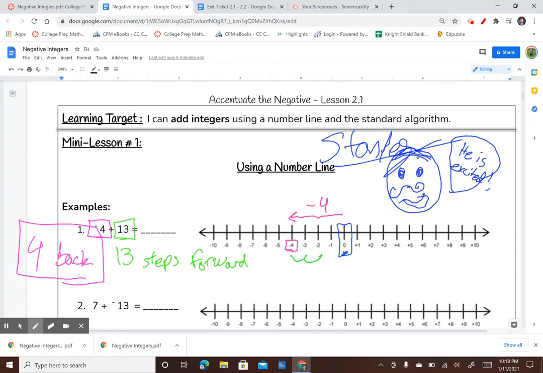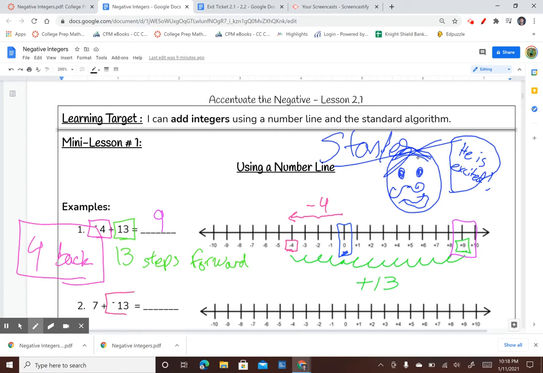So we got 1, 2, 3, 4. We're back to 0, 5, 6, 7, 8, 9, 10, 11, 12, 13. So if we take 13 steps forward from negative 4, we're going to end right here at positive 9. So we took 4 steps back, and now we're taking 13 steps forward, and we have our final answer, or our final ending spot, of positive 9. So negative 4 plus positive 13 is going to give us 9. Let's go ahead and move on to the next problem.